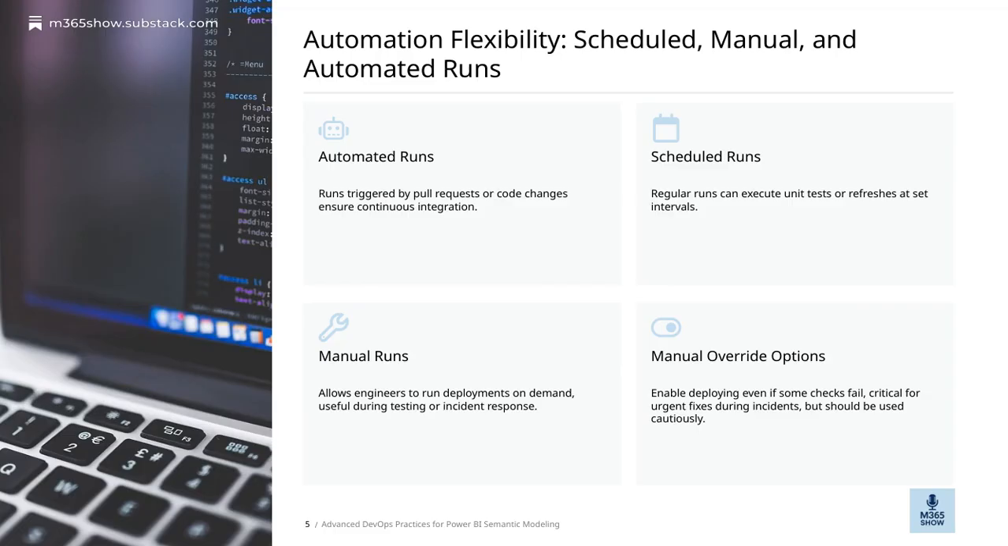Then there are manual runs, which are the regular, on-demand executions of tasks like unit tests or data refreshes. These are typically scheduled at set intervals, but can also be triggered manually if needed. Finally, scheduled runs are automatically triggered by events such as pull requests or code changes. This ensures that our models are continuously integrated and tested without manual intervention, leading to more reliable and up-to-date deployments.